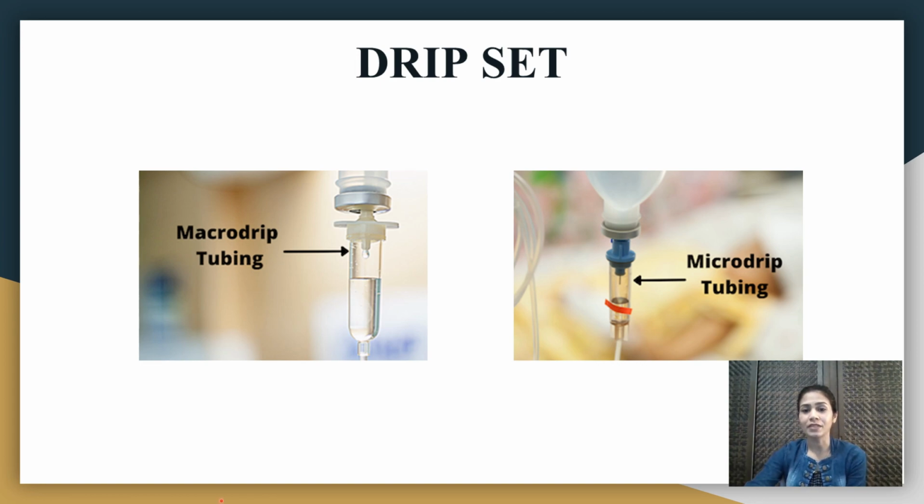Here are some more examples to clarify the macro drip set and the micro drip set. This is the macro drip set. Here you can see the large drop, and this is the micro drip set. Here you can see a small needle-like structure which will deliver small drops. I hope you are clear about the macro drip set and the micro drip set now. The macro drip set delivers a large drop, that is 1 ml is equal to 10 to 20 drops, which will differ from one manufacturer to another. And in the micro drip set, 1 ml is equal to 60 drops, which we use mostly for pediatric patients.